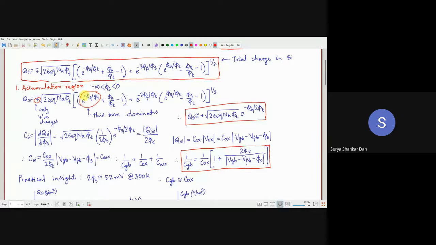So e to the power of minus phi s by 2. यहाँ पर ये positive कैसे हो गया? Because remember, phi s is negative in the accumulation region. So minus of a negative quantity. So this term dominates. So what I'll do is I'll simply erase this part. So आपका सिर्फ यही रहेगा आपका final expression. Minus phi s by यहाँ पर half है, that is 2 phi t.